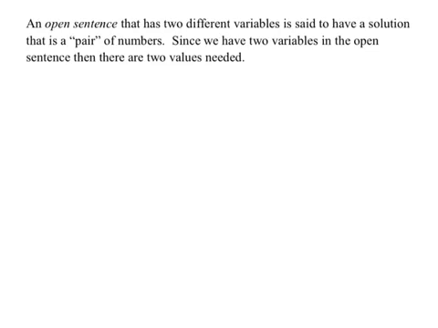ordered pairs. First, an open sentence, okay, quickly, is defined as something that has two different variables is said to have a solution as a pair of numbers. A pair of numbers. Where do you see pairs of numbers occur in math? What do we call them, really? Coordinates, okay? Coordinates. So we're going to have two values for these problems. So for example, if we had a random equation like this.